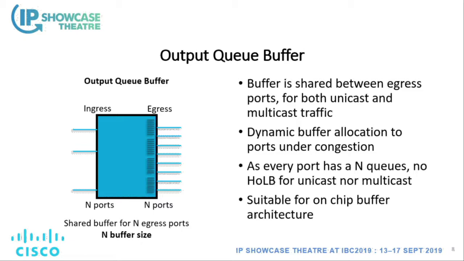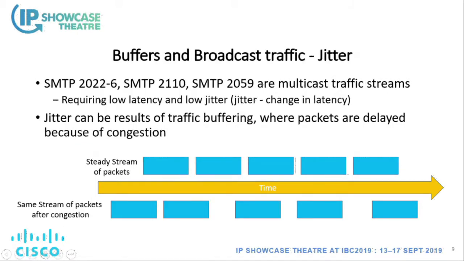And this is usually how on-chip buffers are made in this kind of architecture. Basically, the buffer which is on-chip, dedicated to the ASIC, is usually in this kind of fashion. One other thing is that if we talk about broadcast streams, 2022-6, 2022-7, 2110, 2059, all of them are multicast streams which require low latency and low jitter. As soon as I get the packet, I want to forward it to the destination with the least delay which I can provide. However, buffering the packet during congestion or during a microburst or any other event basically delays that packet for a longer period of time, which means you're adding jitter.